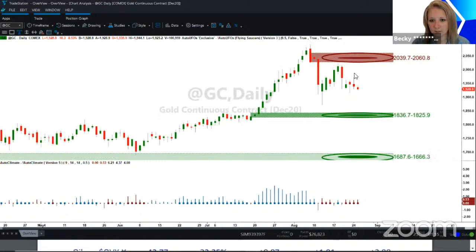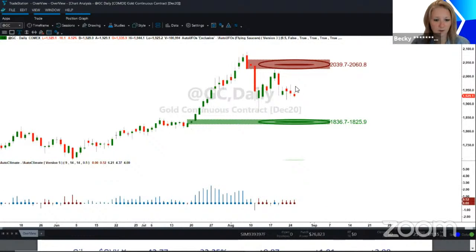Okay. Once again, just going to move it a little bit. So down here, we see a confirmed downwards climate. So we have a thick red dot, which tells us we have a downwards climate, confirmed downwards trend, and probabilities to the downside. Closest stack of buy orders is here, 1836.7 to 1825.9. And closest stack of sell orders is 2039.7 to 2060.8.